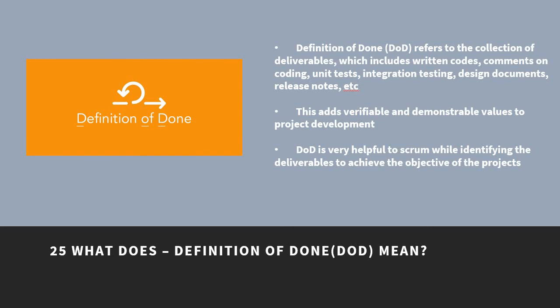What does the definition of done or DoD mean? Definition of done refers to the collection of deliverables which includes written code, comments on coding, unit tests, integration testing, design documents, release notes, etc. This adds verifiable and demonstrable value to the project development. DoD is very helpful to Scrum while identifying the deliverables and achieving the objective of the project.